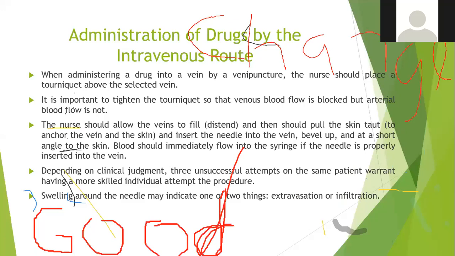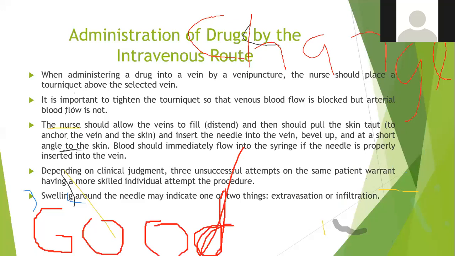You as a nurse should allow the veins to fill. That is when you see it distended. Then you pull the skin taut and insert the needle into the vein, bevel up, at a short angle to the skin. Then blood should immediately flow into the syringe if the needle is properly inserted into the vein.